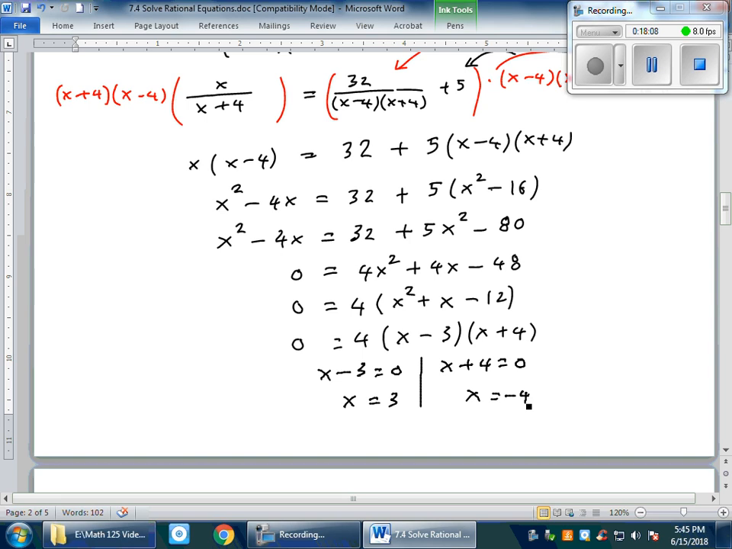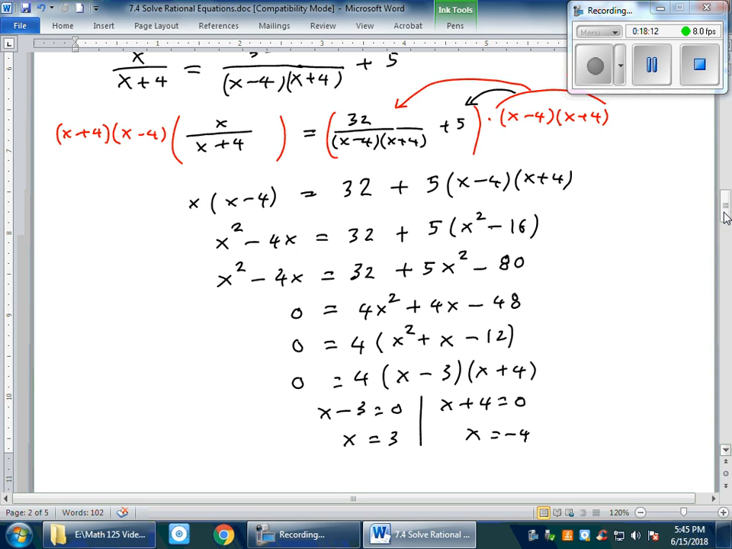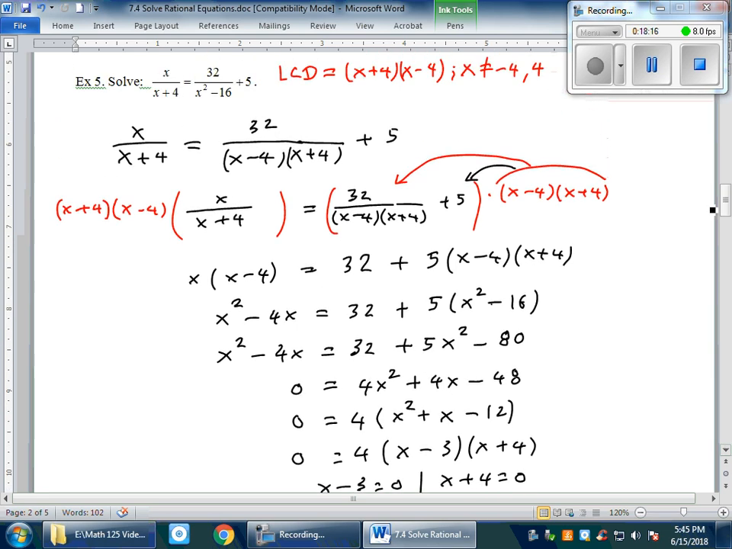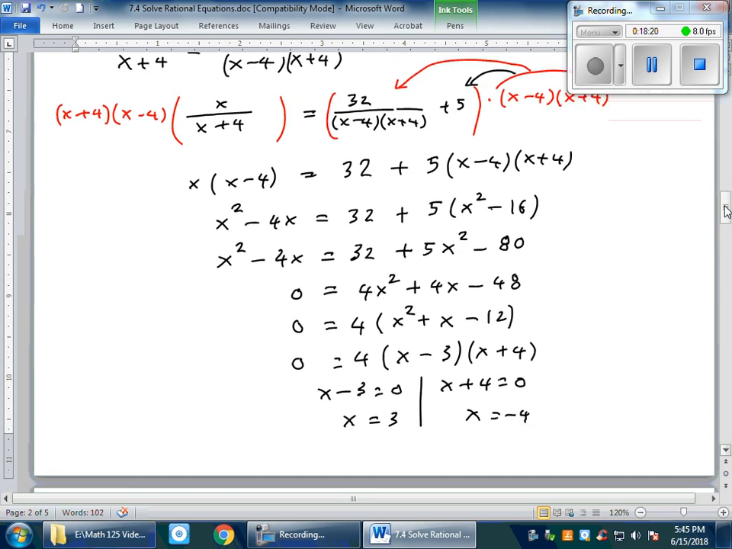I have two possible answers, and now I have to check whether those two possible answers fall into the restriction or not. Yes, the restrictions are negative 4 and 4, and therefore x equals negative 4 cannot be our solution. So my only solution in this case is 3. So always you need to check with your restrictions.